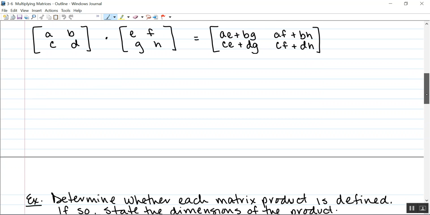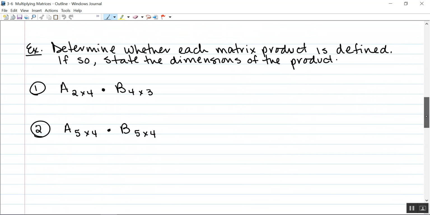But before we multiply any matrices, we need to see if it's actually possible. So we need to determine whether each matrix product is defined. In other words, can we actually multiply these two matrices and get a product? And if we can multiply them, we need to state the dimensions of the product. So the first thing we want to do is look at these two numbers on the inside. Is the number of columns of A equal to the number of rows of B? And yes, indeed it is. So yes, this matrix product is defined. I can multiply these two matrices, and my product is going to be a 2 by 3 matrix.